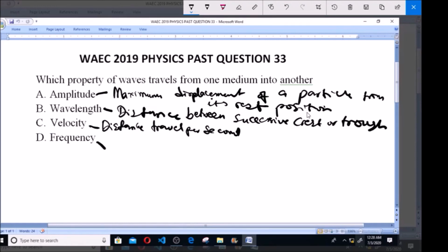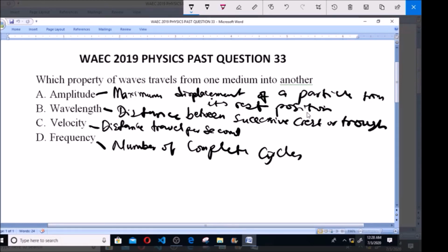Then frequency is the number of complete cycles covered over a period. So, the number of complete cycles.